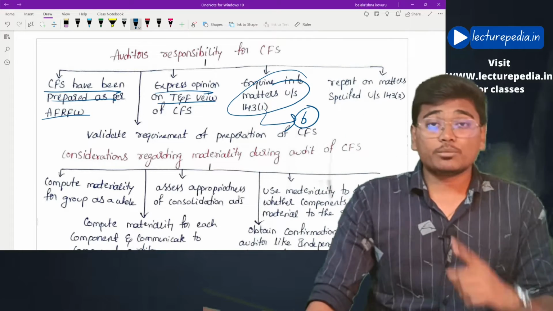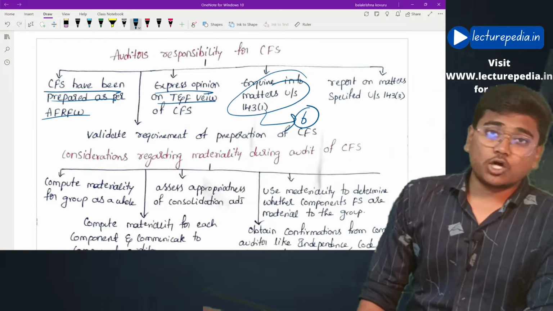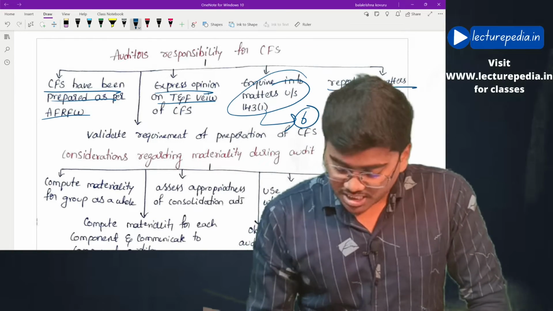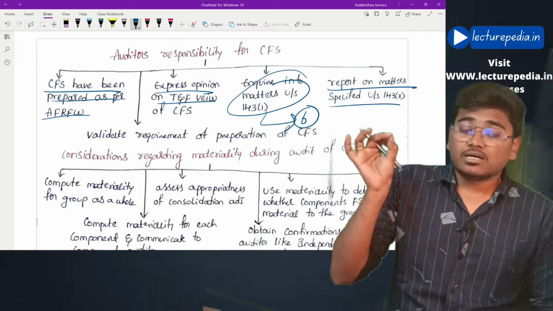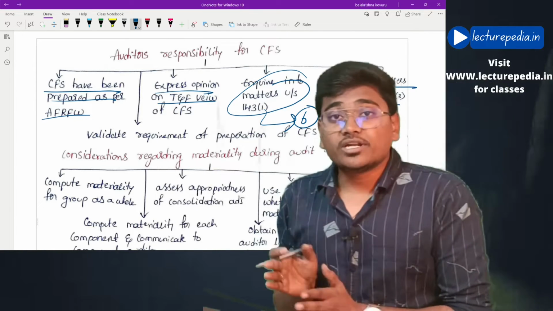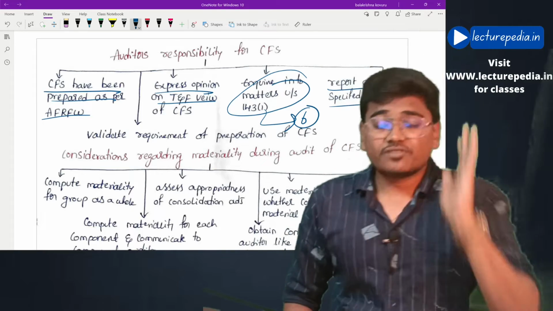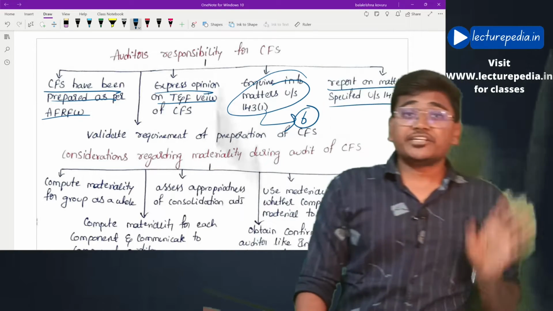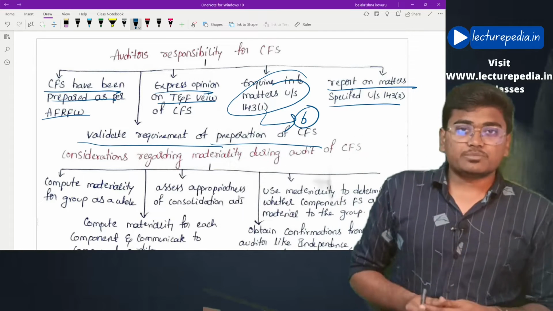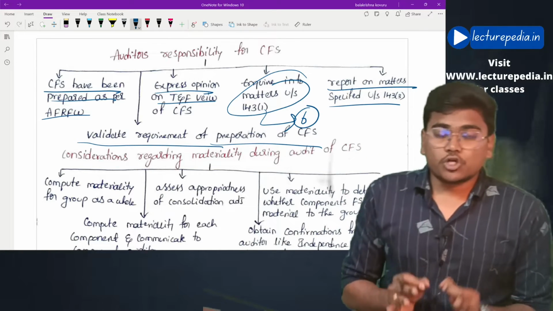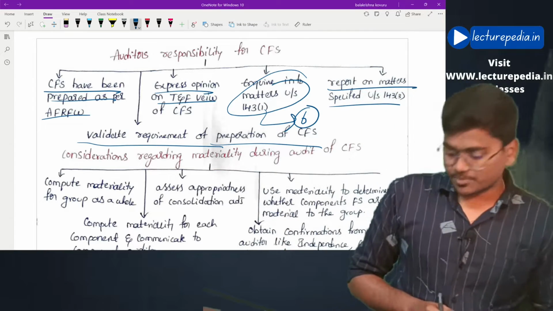In the same way, if you remember, we have section 143 subsection 3 where we have around 11 points on which the auditor has to report. That is, report matters specified under section 143 subsection 3. Even that reporting requirement is applicable for audit of consolidated financial statements. And lastly, the auditor has to check whether preparation of consolidated financial statements is actually applicable to the entity or not. See, validate the requirement of preparation of consolidated financial statements. These are the responsibilities of the auditor with respect to audit of consolidated financial statements.